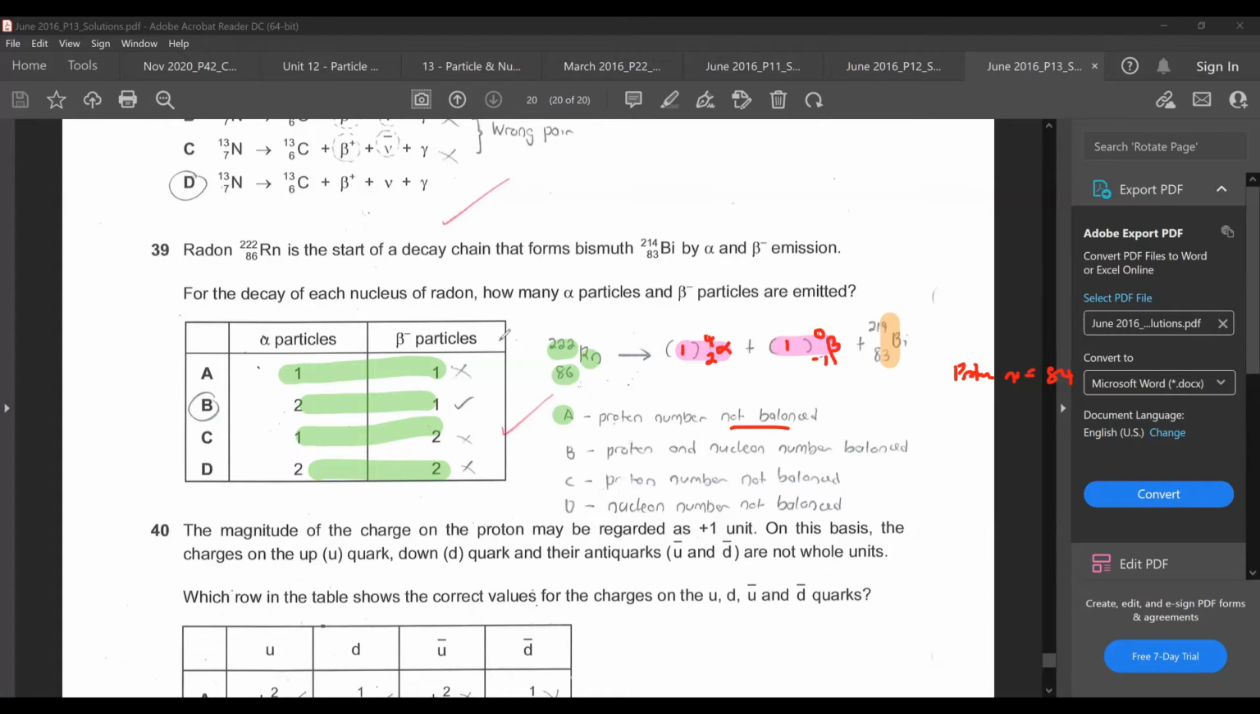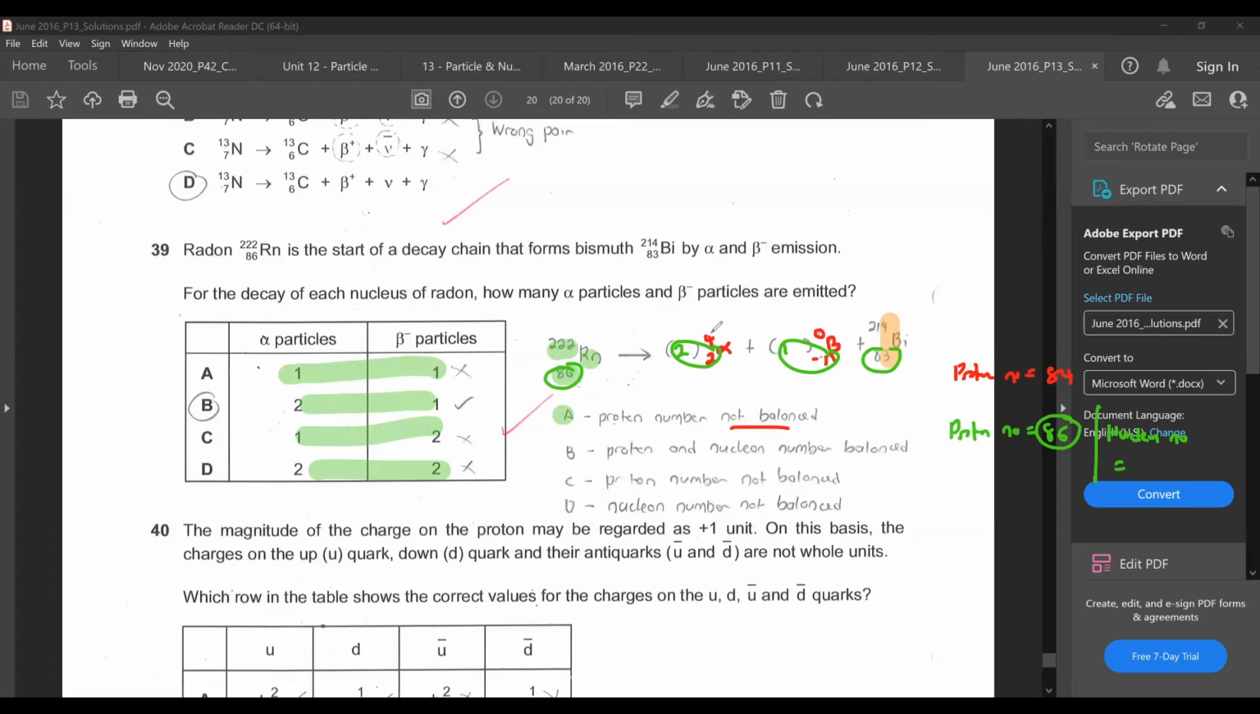So I don't need to do the nucleon number anymore, because I already know the proton number is out. So what if I put it as 2 alpha particles and 1 beta minus particle? The proton number would be 2 times 2 is 4, 1 times -1 is -1. So 4 minus 1 is 3, 3 plus 83 is 86. Okay, so you see 86 here, 86 here. This seems promising. Then you go on to the nucleon number, to see whether they balance off.